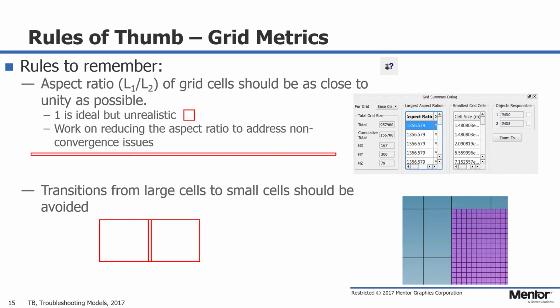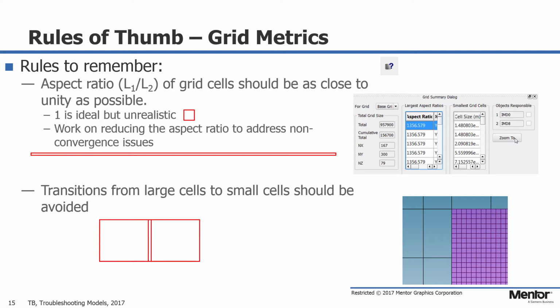So you can click G on the keyboard and that will activate the grid. You can also locate the highest aspect ratio by clicking on the grid summary icon as seen here. The highest aspect ratio will be listed on the top of this column here, and on the right it will tell you the two objects responsible for that large aspect ratio grid cell. If you click on zoom to, it will be highlighted in the drawing board.